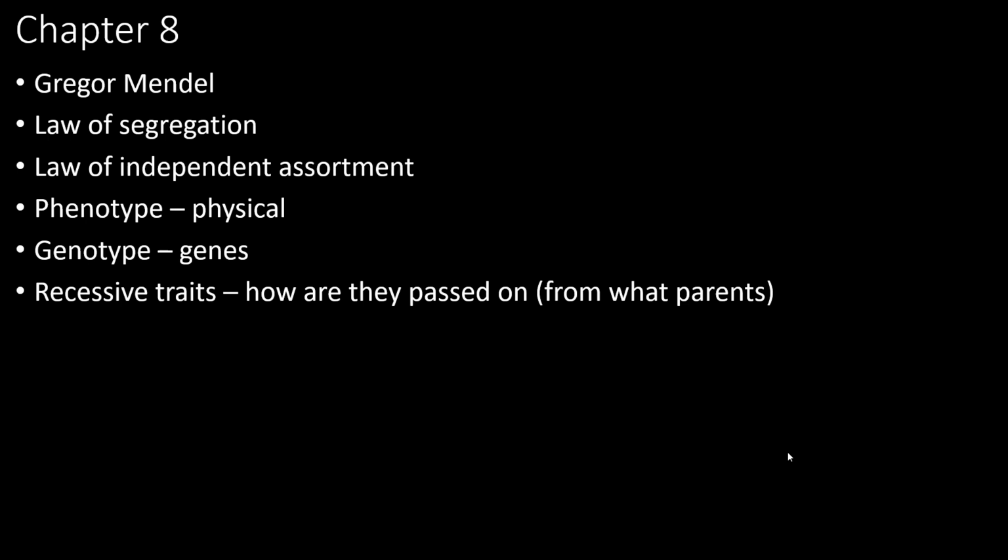There's segregation. However, the second law says there's independent assortment, meaning chromosome 1 doesn't care what chromosome 5 is doing. Chromosome 5 doesn't care what chromosome 12 is doing. This gives us a unique shakeup of the DNA where some of it comes from mom and some of it comes from dad in each of the newly formed egg or sperm cells.